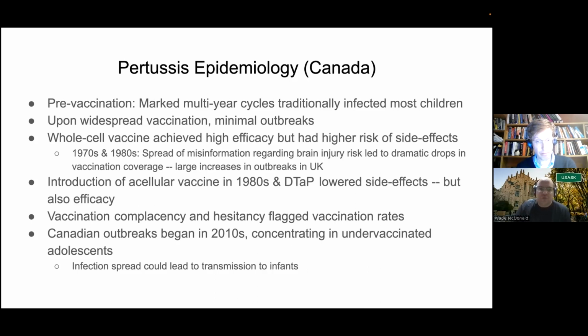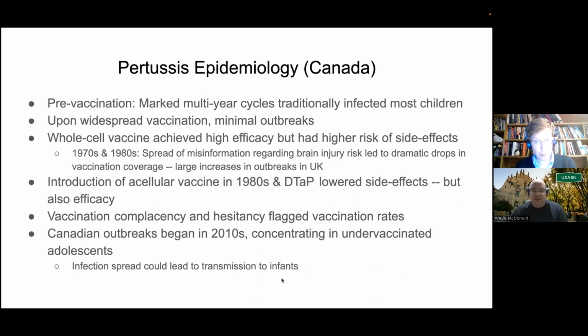And there were also issues beginning as early as the 1970s and 80s with misinformation leading to vaccine hesitancy and reduced vaccine coverage. An acellular vaccine was introduced in the 1980s, and the DTaP vaccine lowered side effects but also efficacy. Vaccination complacency and hesitancy flagged vaccination rates, and Canadian outbreaks began in the 2010s, concentrating in under-vaccinated adolescents.